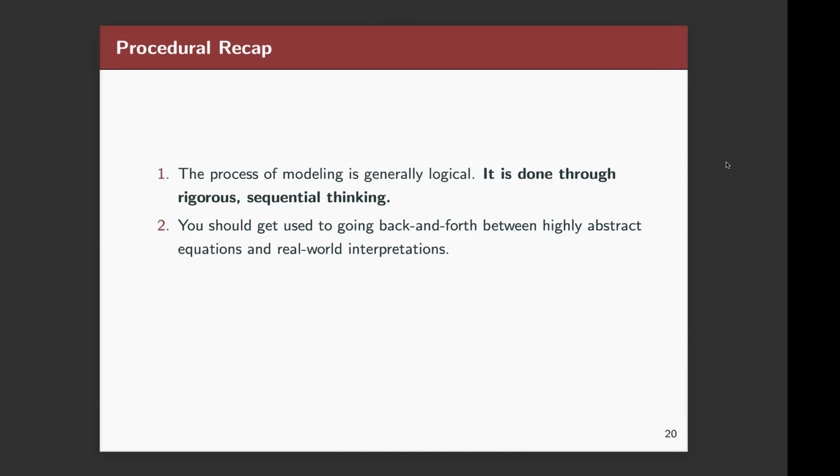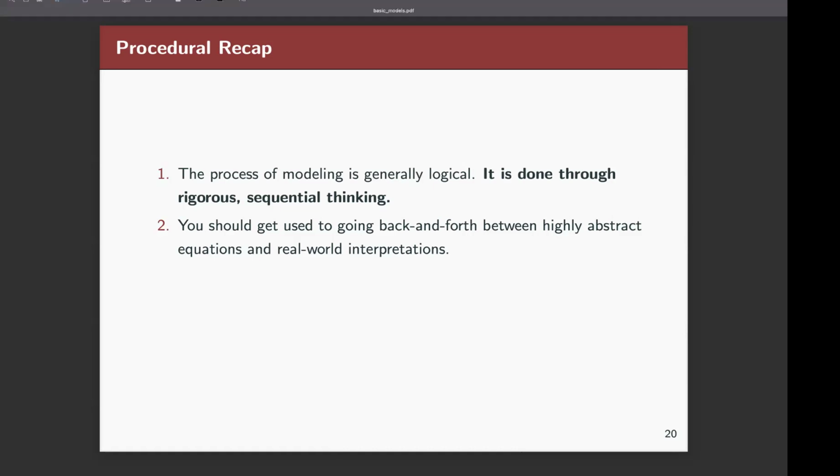And you should be getting used to going back and forth between highly abstract equations and real-world interpretations. Because when you're creating a model, you should never detach yourself from reality. But you should also never use too much qualitative interpretation because you're trying to assess some phenomenon using mathematics.